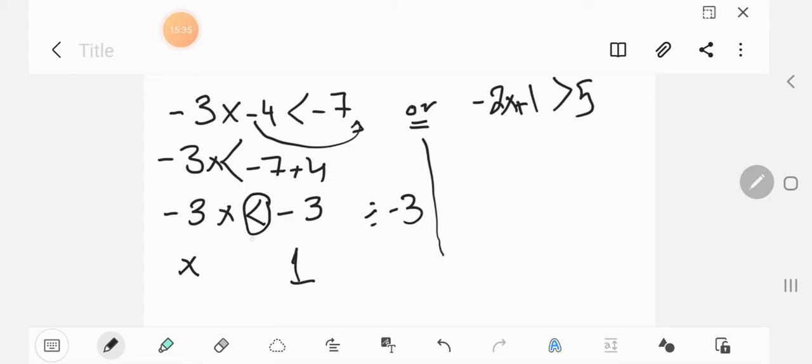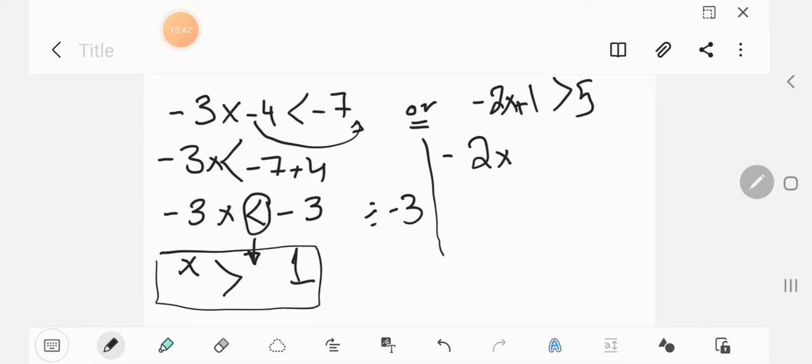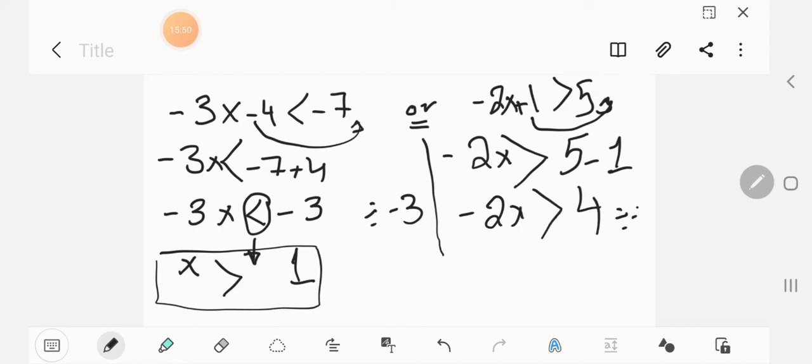And what will we do with this one? It will be flipped. Okay, don't forget. And here we have negative 2x. This one will go to the other side. Greater than 5 minus 1. It will be negative 2x greater than 4, divided by negative 2. Don't forget this one will be flipped. It will be x smaller than negative 2.